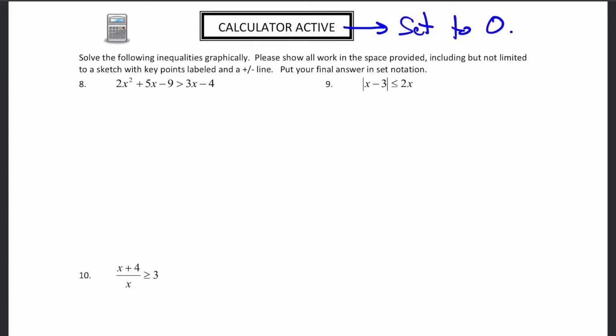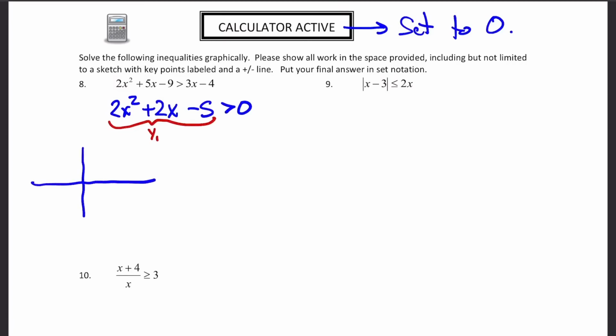In question 8 then, I'll subtract 3x over. So I get 2x squared, 5x minus 3x is 2x, and I'll add 4, so that's -5, and that's greater than 0. It's the only algebra you need to do. Now you're going to put this into y1, and you're going to sketch that graph. All right, I'll do that over here. It's going to be a little bit small. So here's my sketch of y1.